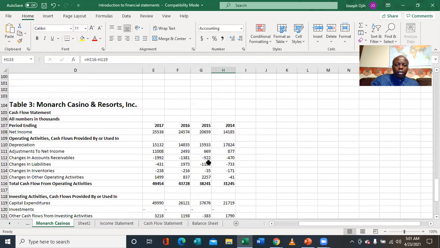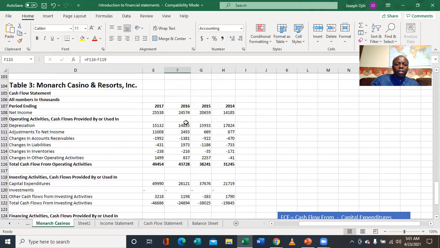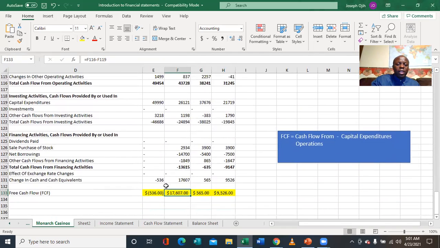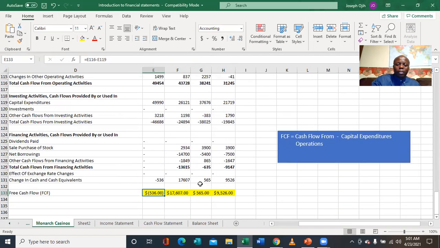All these are in millions. 2015 it is going down. It went down. Then it jumped in 2016. Then went negative, completely negative in 2017. So when you check this over the years, you can see how the company is performing cash-wise.